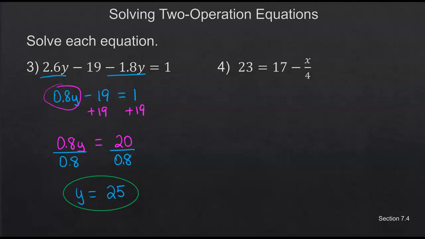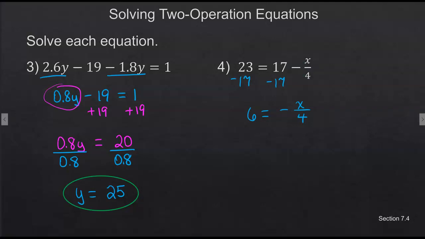Okay, on this next one, I'm going to subtract 17. 17 is positive. I need to get my variable term by itself, so subtract 17. When I subtract 17, I get 6, and then that equals negative x over 4. Be really careful when you have a minus sign right there. Sometimes students neglect that and just bring down x over 4, and then you just change the sign if you do that, because it is a negative.